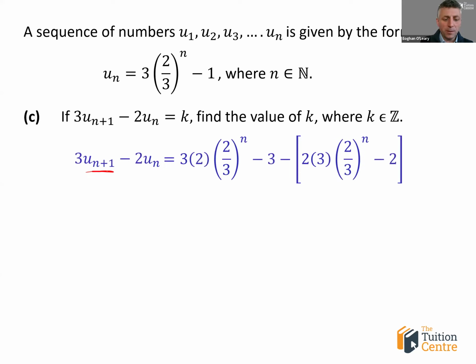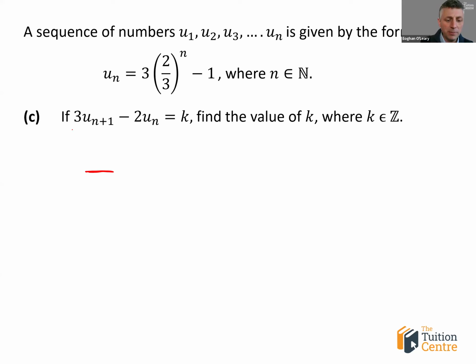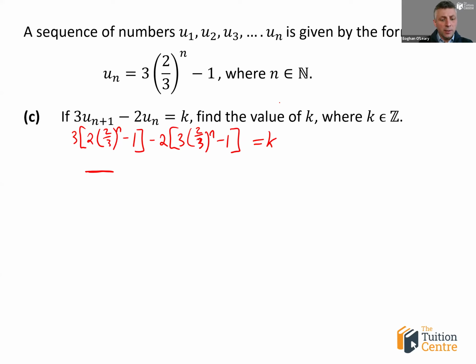So what we're going to do here, you're saying 3 times un plus 1. So that's just what we found. So let me build up this. This is 3 times, so we just found this here a moment ago. It's 2 times 2 over 3 to the power of n, take 1. And then it's minus 2, and we have that at the top of the page there. 2 times 3 times 2 over 3 to the power of n minus 1. Okay? And we're going to show that's equal to k. So in this case, all you're going to do is multiply out those brackets and just see what happens.